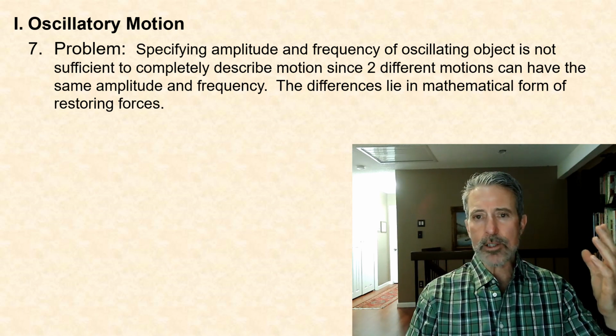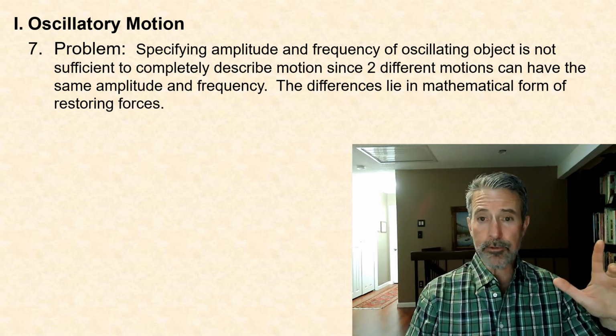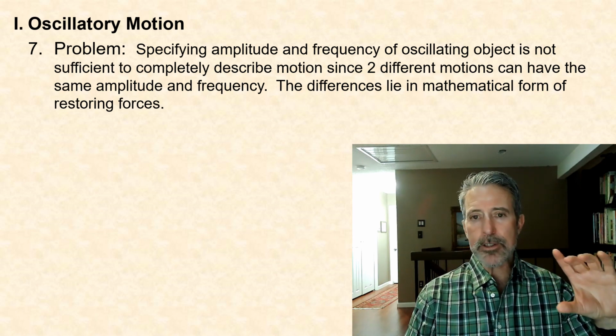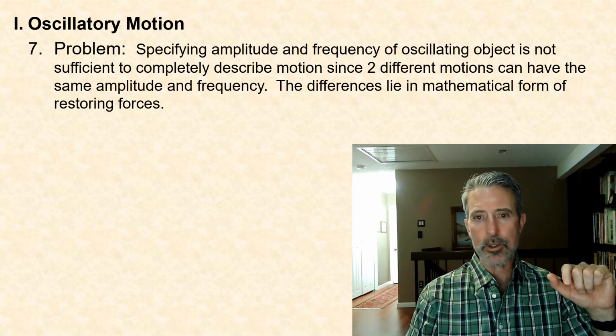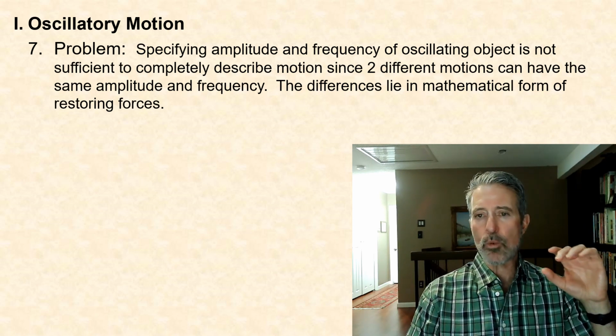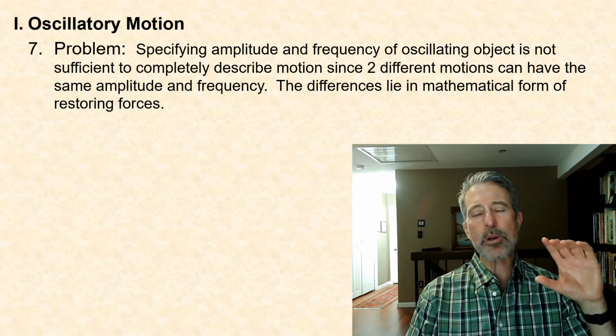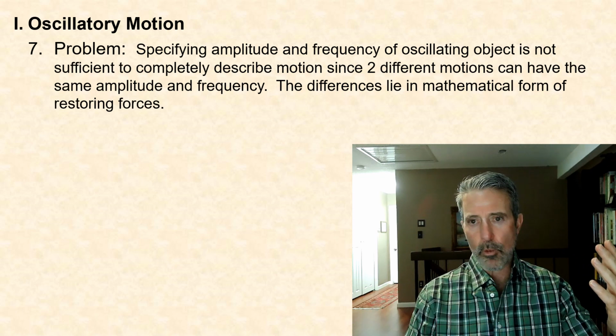What makes two oscillations or vibrations with the same amplitude and frequency different? The difference lies in the mathematical form of the restoring forces. You recall several slides ago, we said that what makes an object move repeatedly back and forth over the same path is the restoring force.